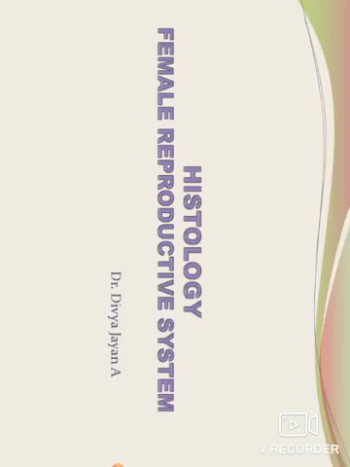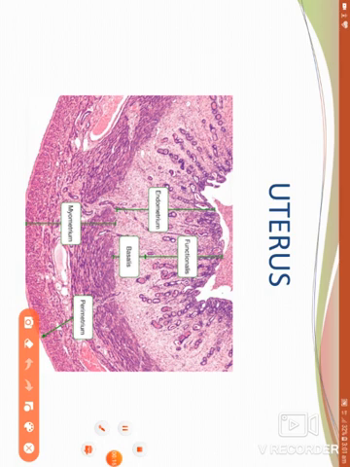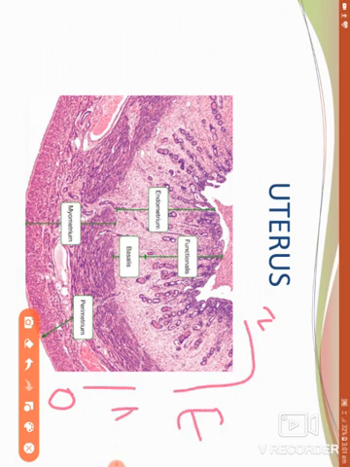Hello everyone. In this section I'll discuss the histology of the female reproductive system, which includes the microscopic structure of the uterus, ovary and uterine tube. Coming to the uterus, here you can see the section of the uterus. This is the inner aspect, this is the outer. From inner to outer the layers are the endometrium, then the myometrium, then outside that the perimetrium.